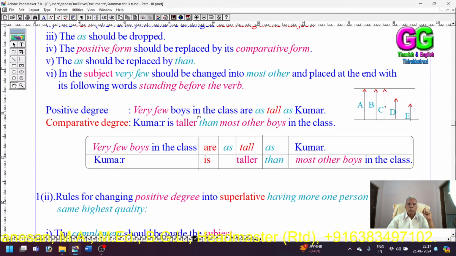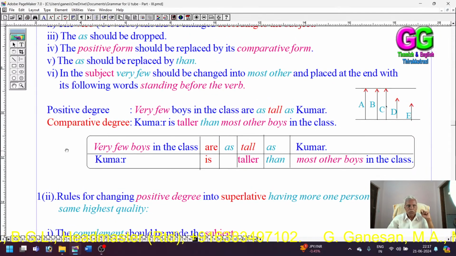Example: Very few boys in the class are as tall as Kumar. This is positive. Its comparative form is: Kumar is taller than most of the boys in the class. How did we reach this form from that form? What are the rules we have followed here? Let us see them.